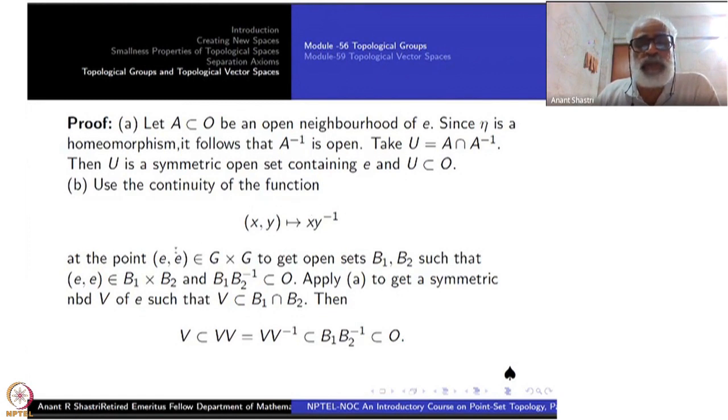Use continuity of the function for the next one, namely (x, y) going to x y inverse. So at the point (E, E) belonging to G cross G, where does (E, E) go to? It will go to E. So take a neighborhood O, which I have taken. By continuity, there will be an open subset here and an open subset here, such that the product is going inside this open set. So that is what I am writing here, namely (E, E) belongs to B1 cross B2. B1 and B2 are open subsets. Okay. This nu of (B1, B2) will be equal to B1 B2 inverse. That will be contained inside O. So this is my continuity of this map, which I have denoted by nu earlier.